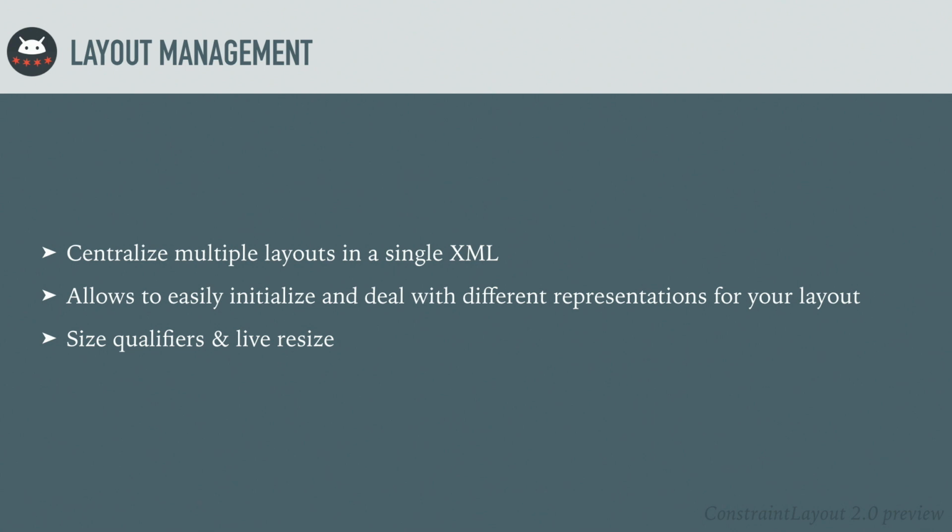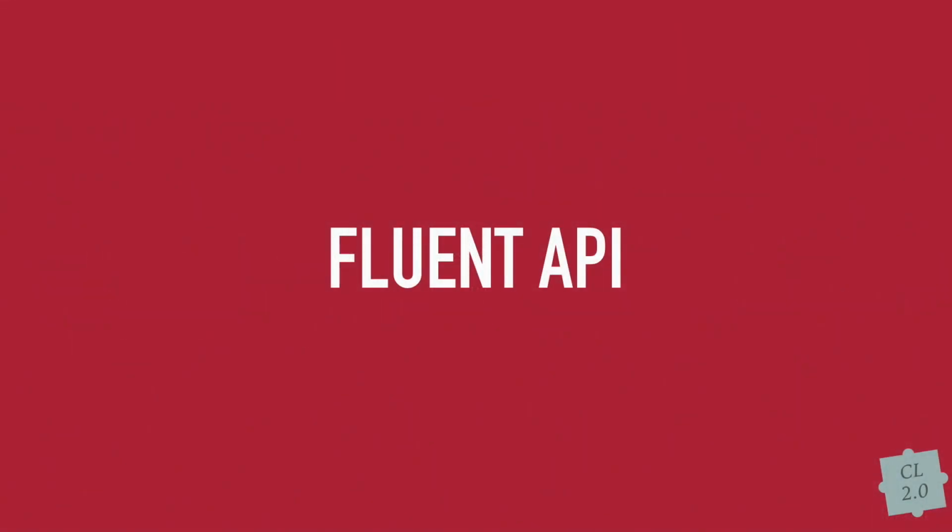So key here is it's centralizing multiple layouts to a single XML and saying, this is all my layouts for this particular screen. It's sort of easy to set up and initialize, and it has the size qualifiers. And one of the things that we found that people ended up doing is using constraint layout in a programmatic way. Turned out that yes, declarative XML is great. Some people still want to do stuff at runtime, strangely enough.